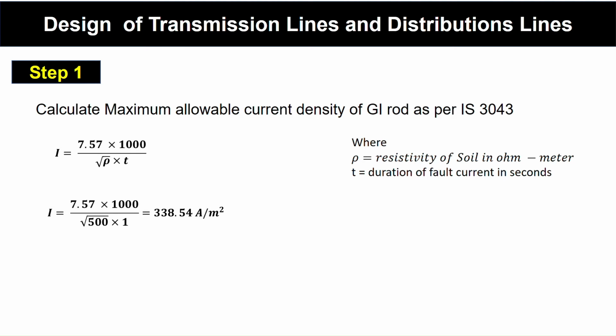I equals 7.57 into 1000 divided by under root of 500 into 1. On solving, it becomes 338.54 amperes per meter square.